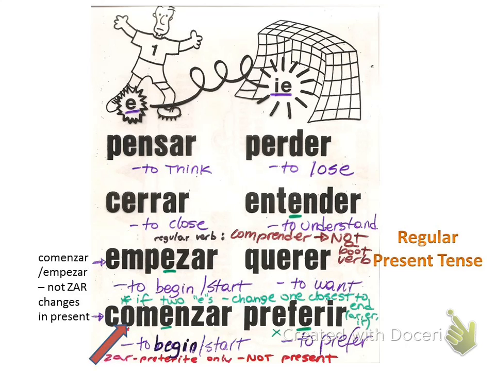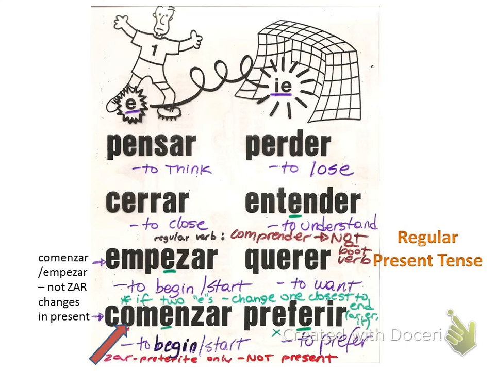Notice that the verb entender, second column, second verb, means to understand, and it's a stem-changing verb. In Spanish 1, we have the verb comprender, which also means to understand, but that's a regular present tense verb. There's no changes that you need to make there. Notice empezar and comenzar on the bottom left: empezar has two E's, so you always change the one closest to the end. Comenzar has an O and an E, and again, always change the one closest to the end.